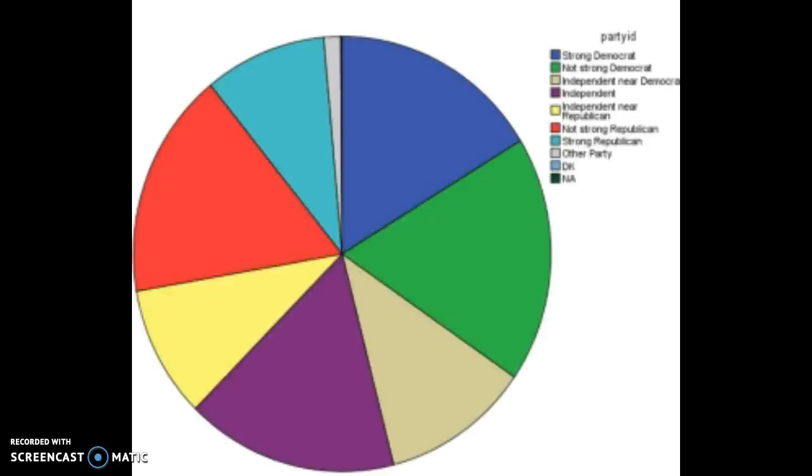This pie chart here shows the breakdown of the party IDs or party identifications of the respondents in this survey. And we see that the largest number of respondents consider themselves to be independent voters, with 37.7% of the respondents. The Democratic Party had 34.6, and 26.3% of the respondents considered themselves to be Republicans.